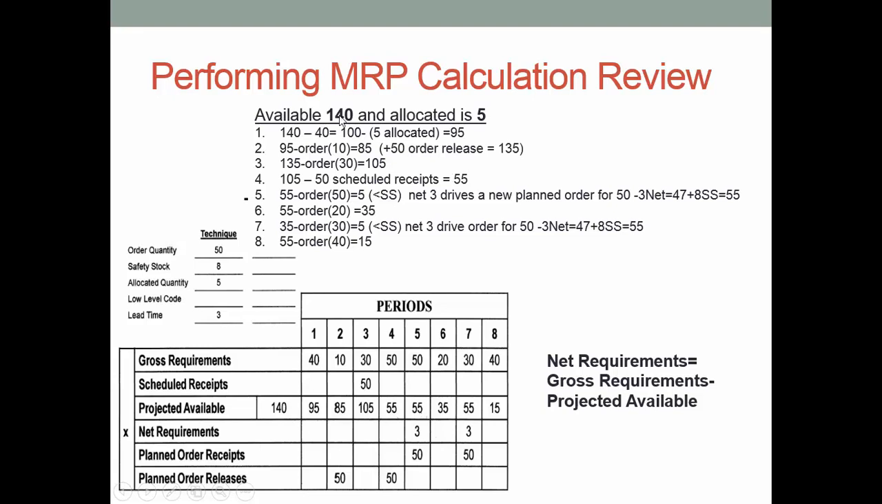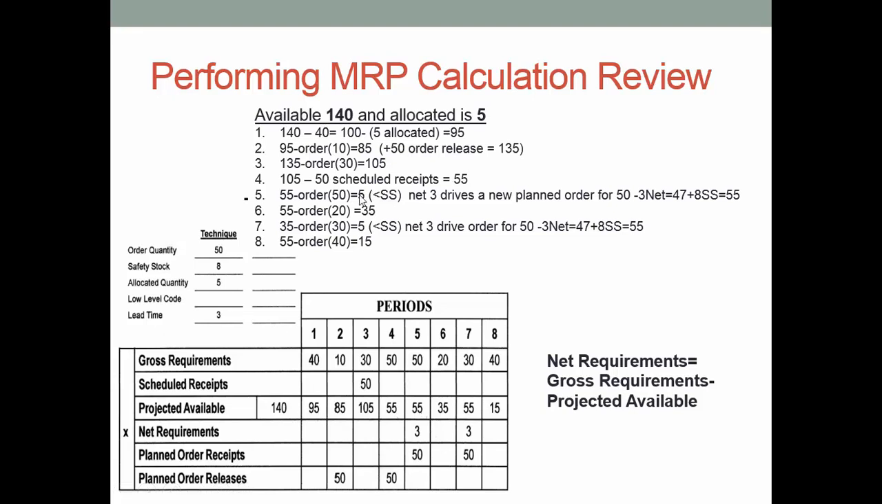So how does this calculation happen? Well, if we're looking at this one here, we have our gross requirements again across the top. Our scheduled receipts. Scheduled receipts are the products that are coming in at a particular time. So these are 50 units coming in week 3. And then our projected available is 140. So how this is read is basically you start with this 140 and you go 140 minus 40 is 100, minus 5 allocated, the 5 allocated shows up here, 5 allocated. So that leaves us with 95 units in period 1.